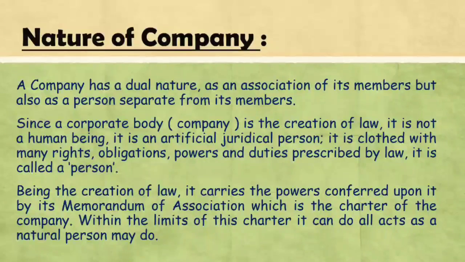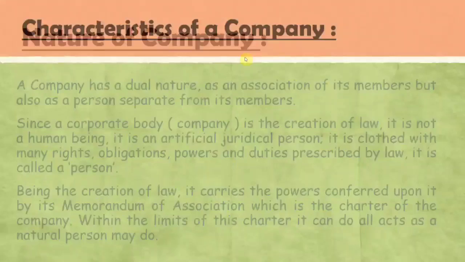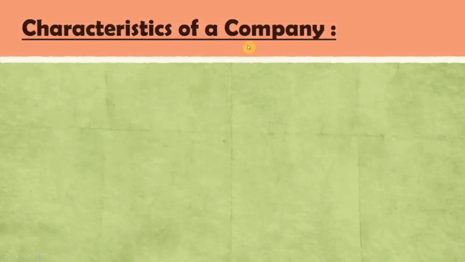It has its own powers, duties, obligations, which are exercised by the company according to its memorandum of association. We will study about the memorandum of association in the third chapter in detail. Okay, so this is what the nature of a company means. Now let us move on to the characteristics of a company. See, there are various points in the characteristics of a company, and we will see them one by one.